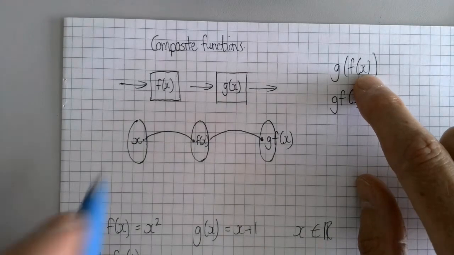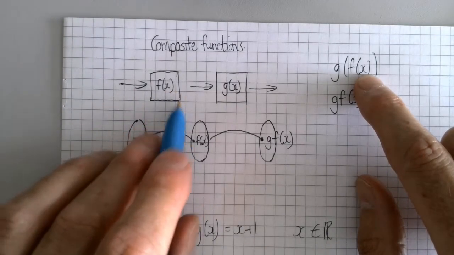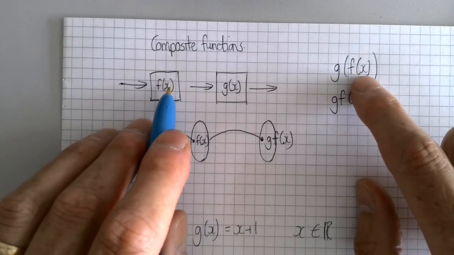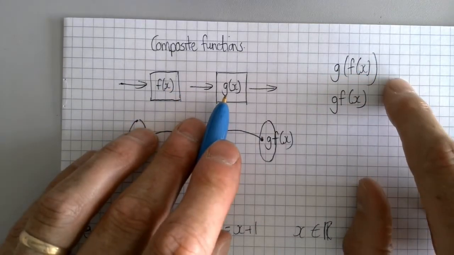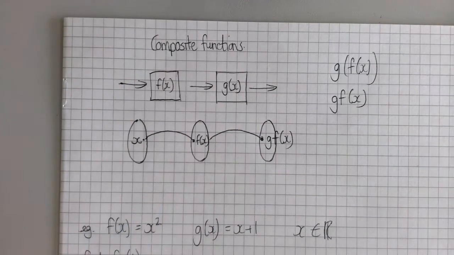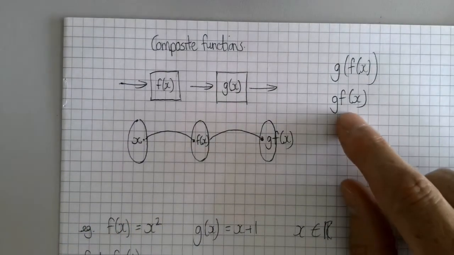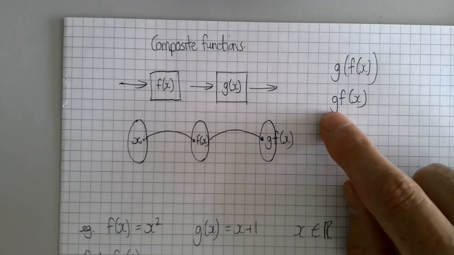The x value has gone into the first function, and that's been changed into a new value, which we're calling f of x. And then that value is the x that goes into the second function. We don't put the double brackets, we just write it like this. So this is how we describe a composite function. This is the effect of taking an x value and putting it through one function, followed by another.